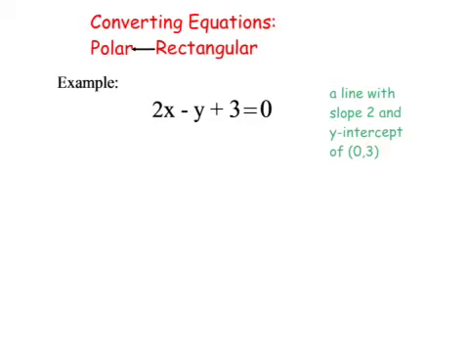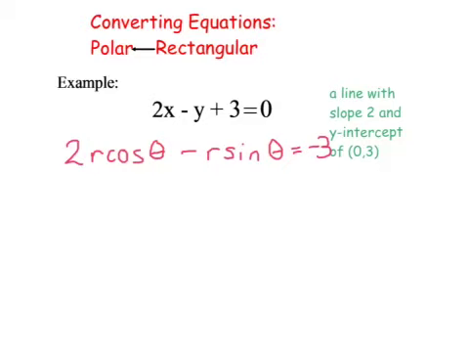So to start with, we are going to use the same principle we did on the last one. The x I'm going to replace with r cosine theta, so this becomes 2 times r cosine theta, and the y we're going to replace with r sine theta. And knowing I'm going to ultimately have to solve this for r, I'm going to shift the 3 to the other side to make that equal to -3. Okay, now I have two terms on the left side with r as a common factor.